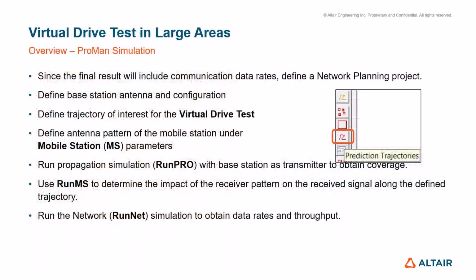So actually, the overview of the steps we will be checking today in this demo is to see in ProMan how we could set up such a virtual drive test. So we will be interested in communication data rates as well as received power signals. So we will be defining a network planning project. We will be setting up the base station and configure the antenna parameters, as well as we will see together how to set the trajectory for our receiver, which is basically simulating a moving vehicle. And also how we can run the simulations and define all the parameters related to the moving mobile station.